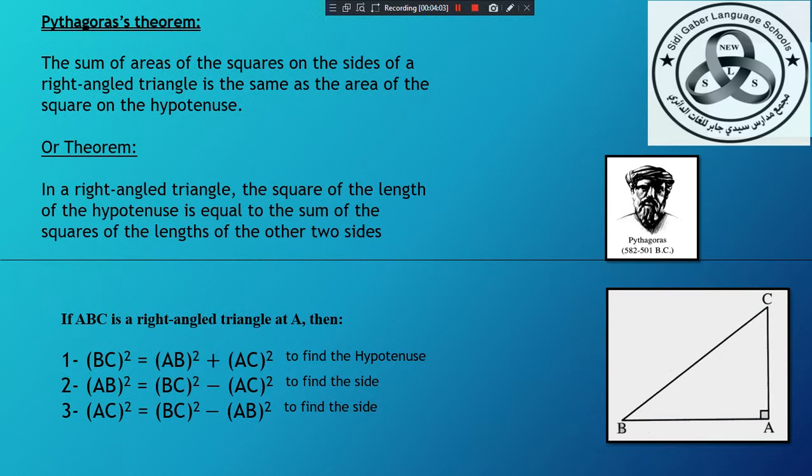The first rule, the missing side is BC, which is the hypotenuse: BC bar 2 equals AB bar 2 plus AC bar 2. The second rule, to get the side AB: AB bar 2 equals BC bar 2 minus AC bar 2. We have to start with the hypotenuse because we have subtraction. The third rule: AC bar 2 equals BC bar 2 minus AB bar 2.